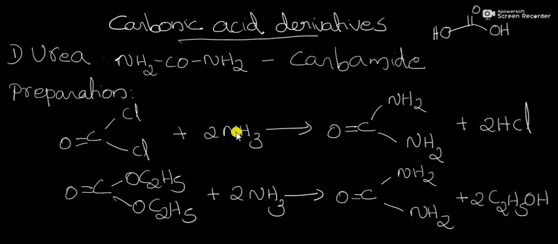Good morning. Today we are going to discuss carbonic acid derivatives. What do you mean by carbonic acid? This is the structure of carbonic acid: C double bond O, OH twice. The derivatives of carbonic acid include urea, semicarbazide, guanidine, etc.